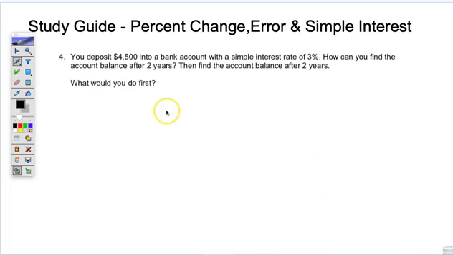Let's take a look at example 4. You deposit $4,500 into a bank account with simple interest rate of 3%. How can you find the account balance after 2 years? What would you do first? Well, like I've mentioned in every single problem, you should always start with this formula and fill in what you know. So for this one, it says that we have $4,500 in a bank account and we're earning 3%.